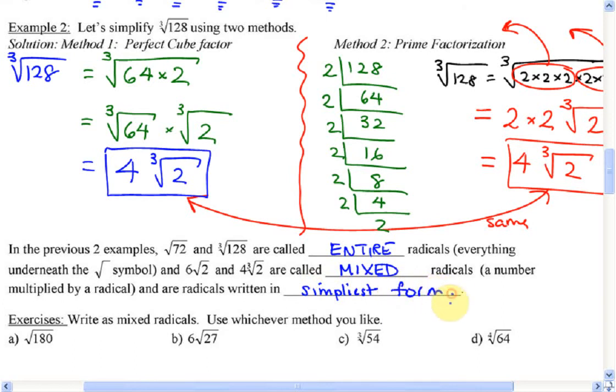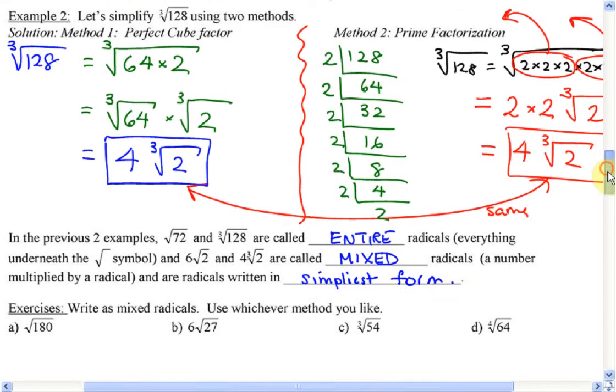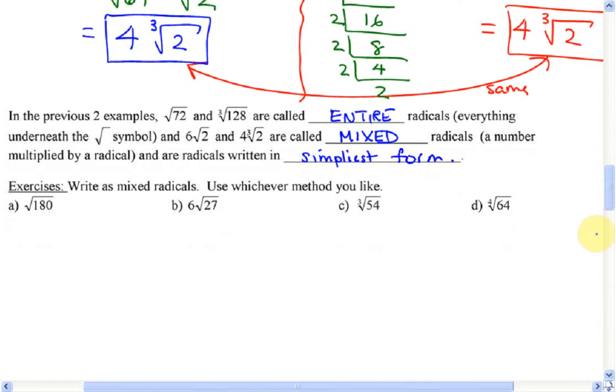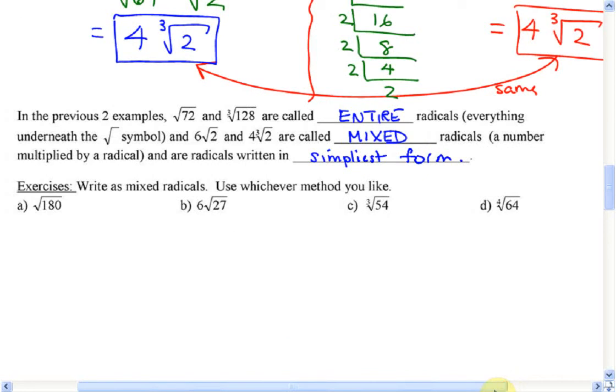Okay? So ladies and gentlemen, what I'd like us all to do right now is take a look at exercise A, and I want you to write this as a mixed radical. So you choose whichever method you like. If you like the perfect square one, go ahead and do that. If you like doing the prime factorization, do that. And then afterwards, we'll try parts B, C, and D. Now for B, don't freak out about this 6. Just worry about the root 27 first, and I'll show you how to deal with 6 afterwards. Okay? I'll give you a few seconds right now. Go ahead and try these on your own, please. Okay.